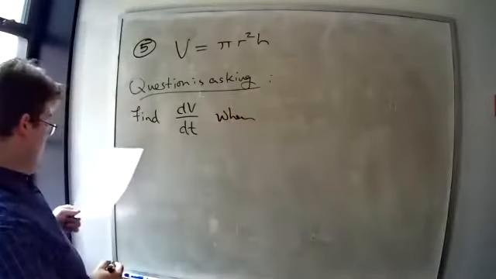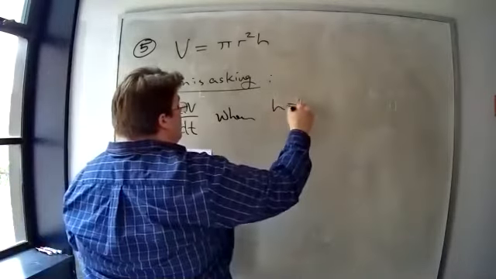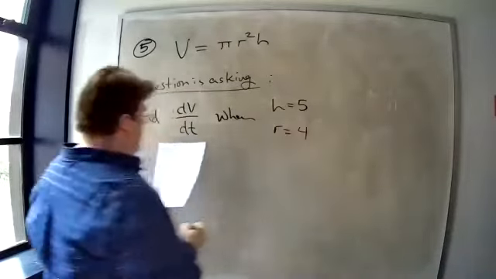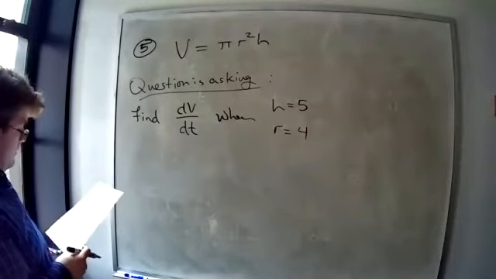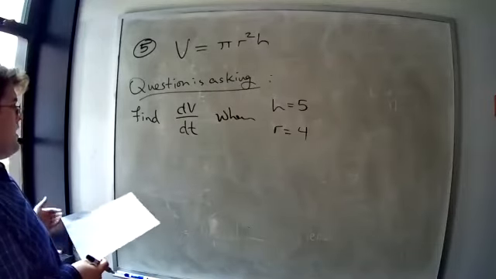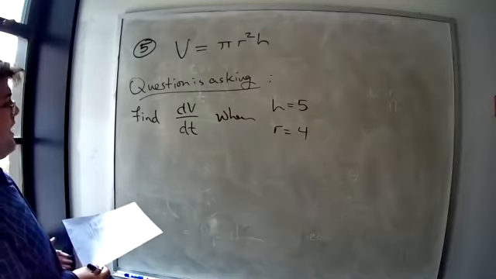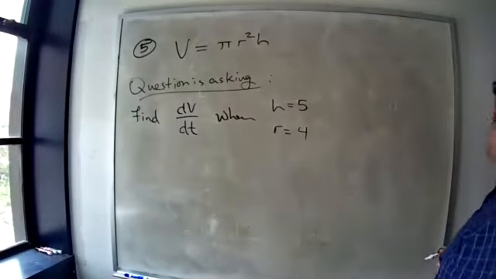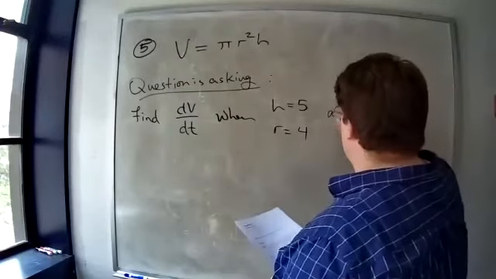When do we want dV/dt? Well, let's see what the question says. When the height is 5. When the radius is 4. Does it tell us anything else? Well, yeah, it does. We're going to need to know about the other rates. So as time changes here, volume changes, radius changes, and height changes. So all of our variables are functions of time, which means we can take the derivative with respect to time. But this question says the height is increasing at 3 feet per second.